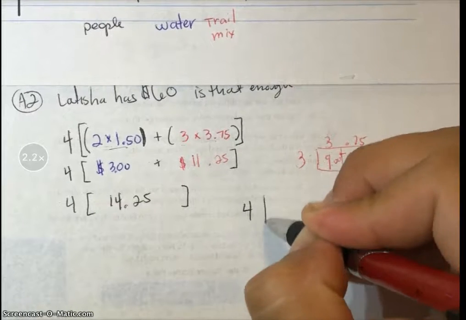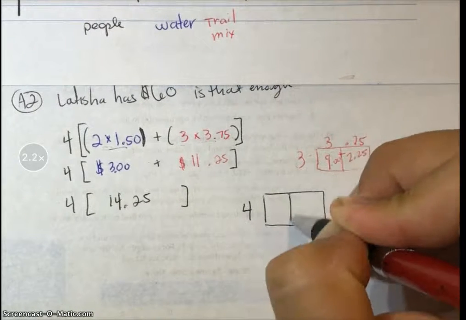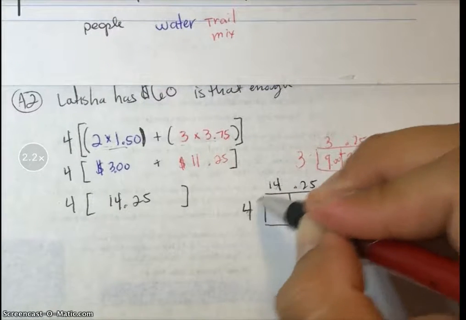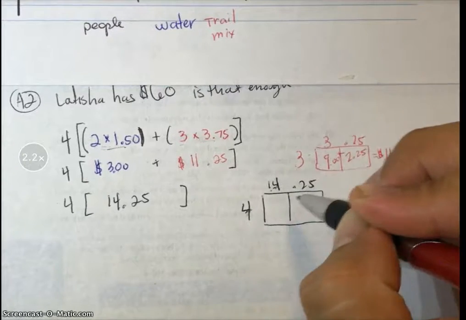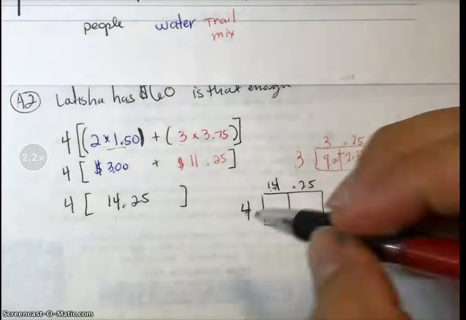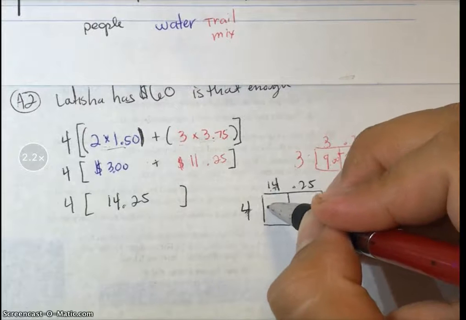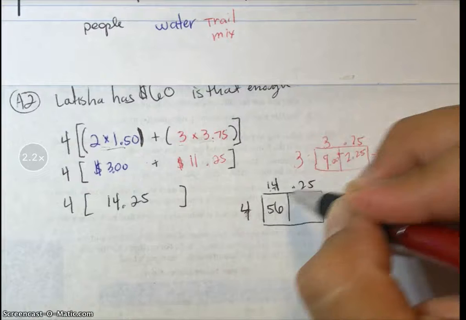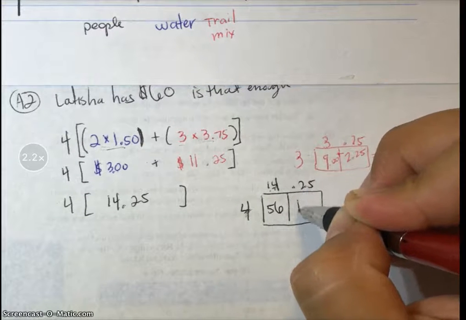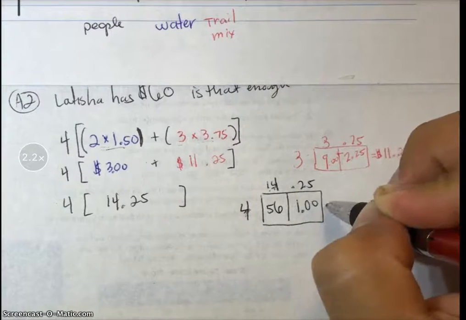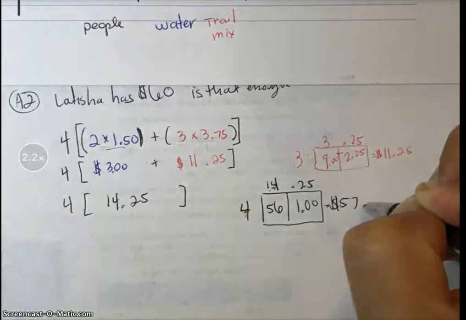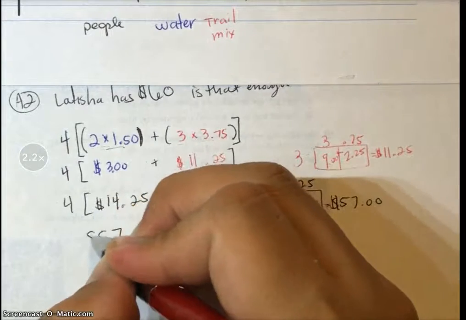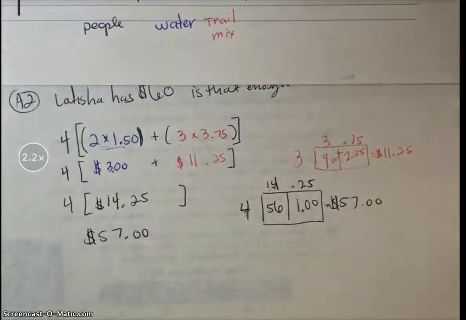You know, I can use this box method again because I really like it. 4 times $14.25. So the whole parts, okay, my whole dollars and my coins. So 4 times 14, well, 40 plus 16 is $56, and 4 times a quarter is $1. Add those together, I end up with $57. Okay, so this is a total of $57. So does she have enough money?